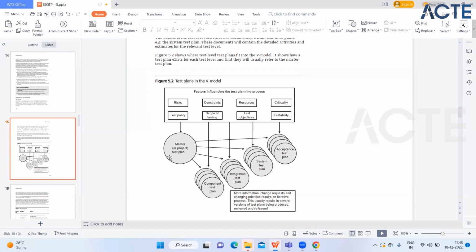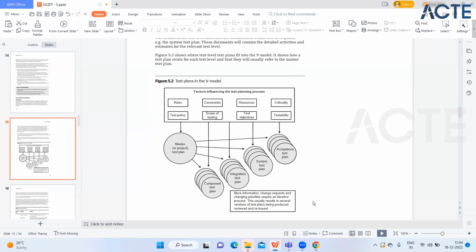So this is the master or project test plan, and here they are just defining the factors like risk, constraint, resources, criticality, test policy, scope of testing, test objective, testability. And these are the component test plan, integration test plan, system test plan, and acceptance test plan. So remember, in the V model, we have left arm and right arm, and as per each testing level, we have to define a particular test strategy or test plan.